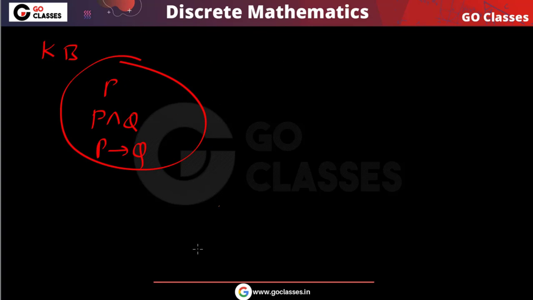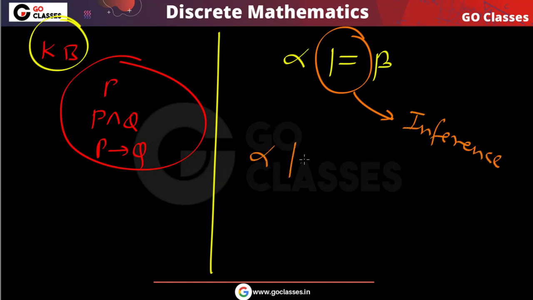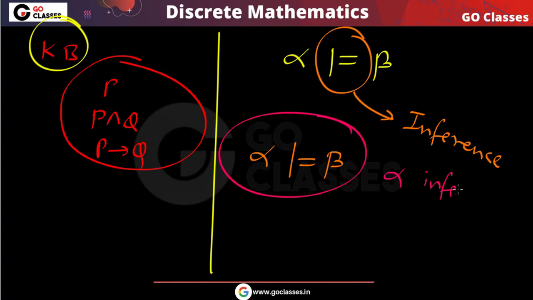Then from this, can we conclude something? From this, can we infer some knowledge? So remember this definition we have already seen, that a knowledge base is basically a set of premises. You already know that this is the symbol of logical inference. What it means is that alpha infers beta. How do we read it? Remember, we read it like this: alpha infers beta. This symbol is used for inference.